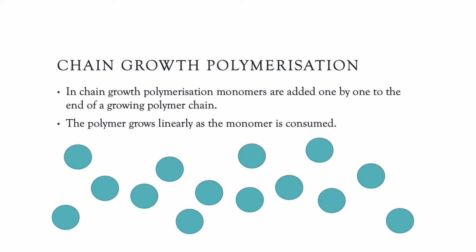There are 2 different ways polymers can be made. The first is chain growth polymerization. In chain growth polymerization, monomers are added one by one to the end of a growing polymer chain. The length of the polymer chain grows linearly as the monomer is used up.